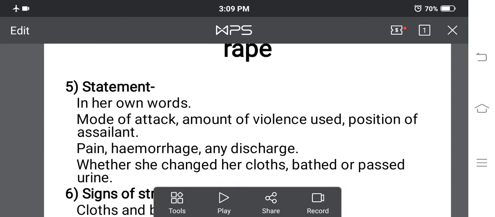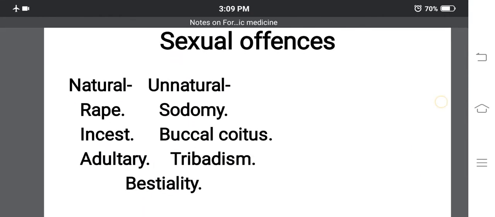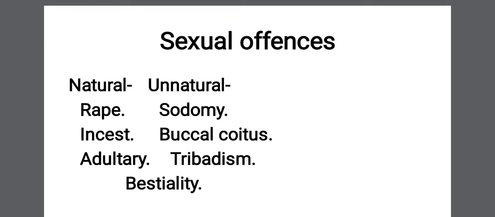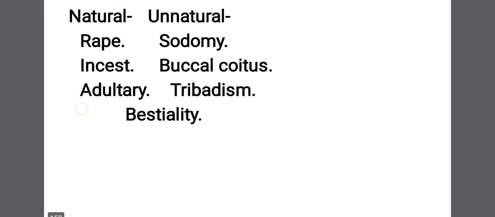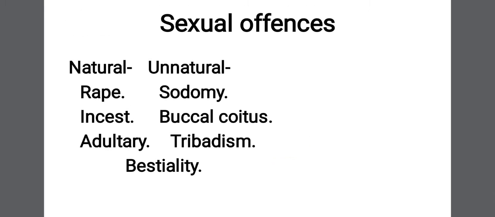sexual violence, or another type after rape, that is sexual offenses. First is rape. Again I tell you in short about the two types of sexual offenses. Natural, where natural sexual intercourse is performed, where the vagina is penetrated by the penis. When natural sex has occurred, it is called a natural sexual offense, like rape, incest and adultery. And unnatural means other than this contact between penis and vagina, any other route of sexual intercourse is called an unnatural sexual offense. They are sodomy, that is anal intercourse, buccal coitus, tribadism and bestiality.